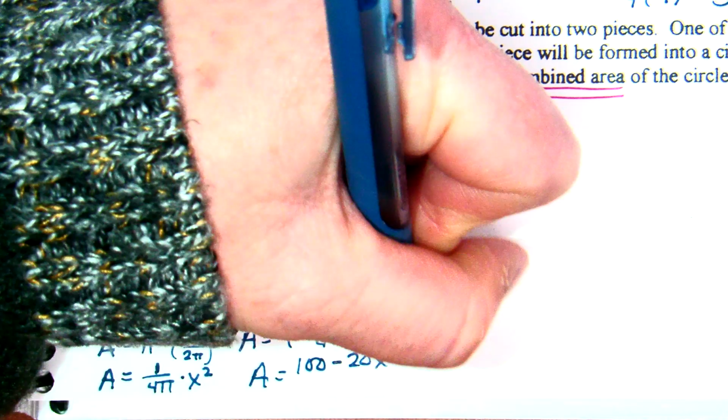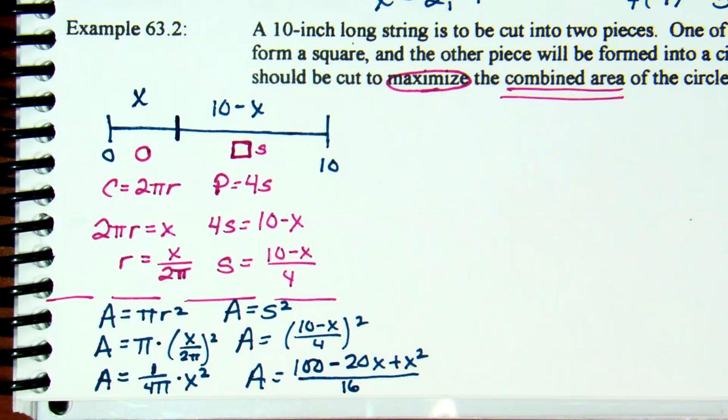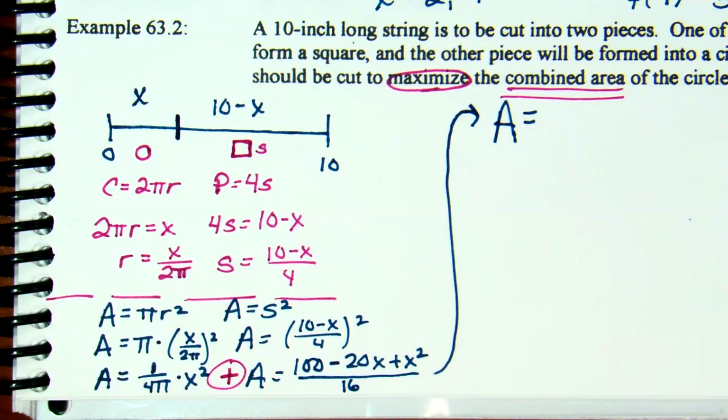Now we have these two area forms. We're trying to maximize, which means we're going to have to add them. So I'm going to come up here and do this. As I add them, keep in mind, we're trying to maximize, which means we're going to have to take the derivative, yes? So I'm going to set that up in the neatest way possible. Now that first formula is already pretty good. The circle, 1 over 4 pi times x squared. I'm going to write that as 1 over 4 pi times x squared.